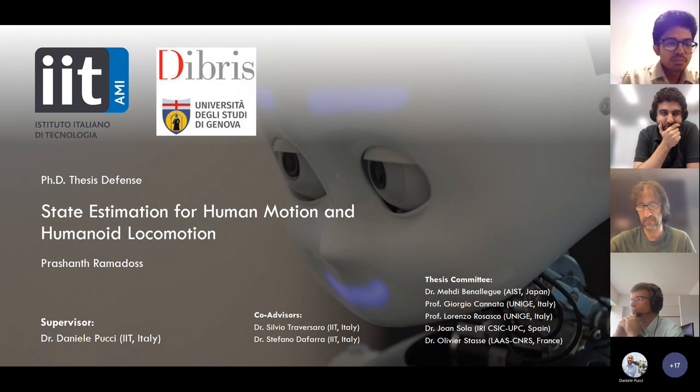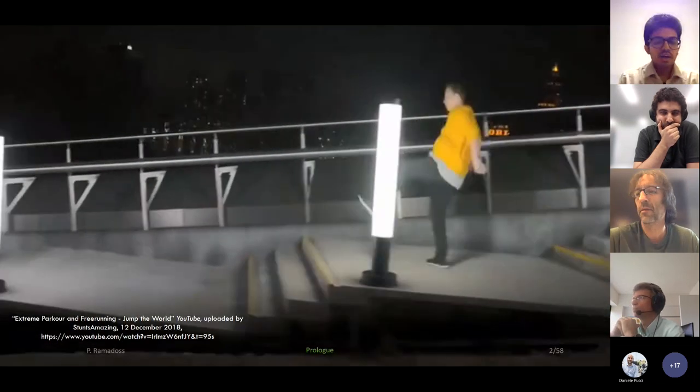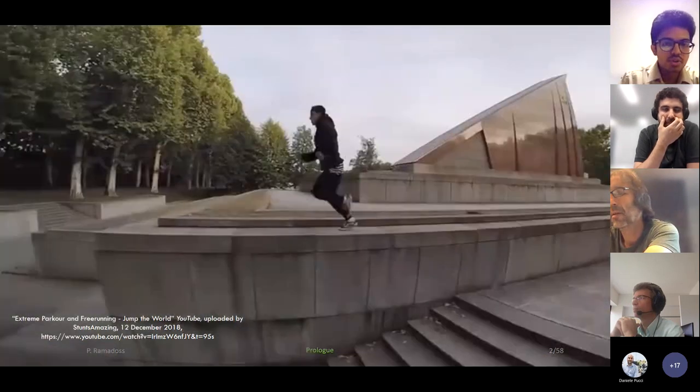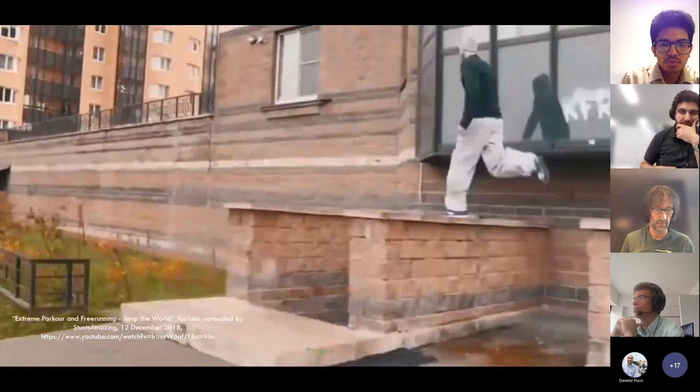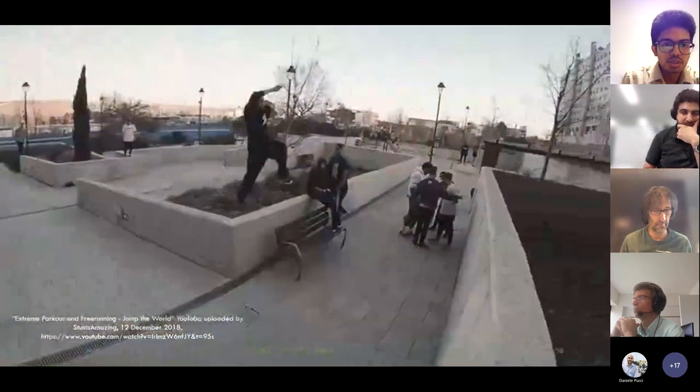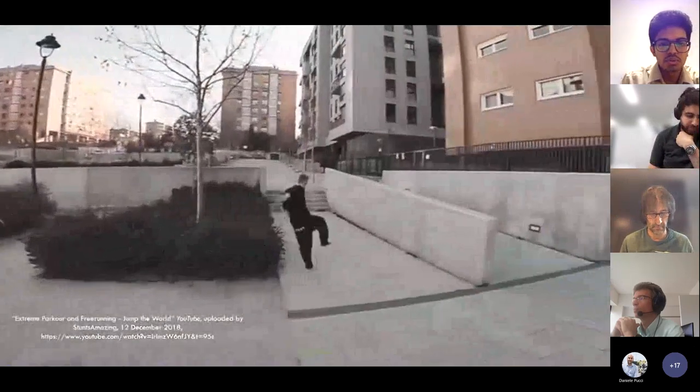So what is the big picture and why should we be interested in this research? I motivate this with two high-level questions. The first question is, how can we achieve human-level performances on humanoid robots? Such agile and highly dynamic motions come very naturally to humans, but it is rather very challenging for humanoid robots.